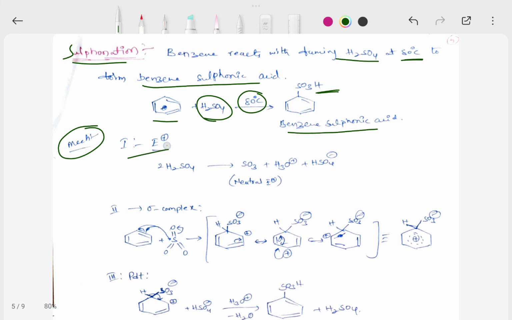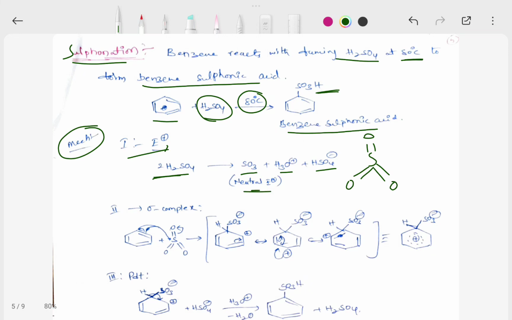The first step is electrophile formation. Here, sulfuric acid ionizes to form SO3, H3O+ and HSO4-. In this reaction, sulfur trioxide acts as an electrophile. This electrophile is a neutral electrophile.